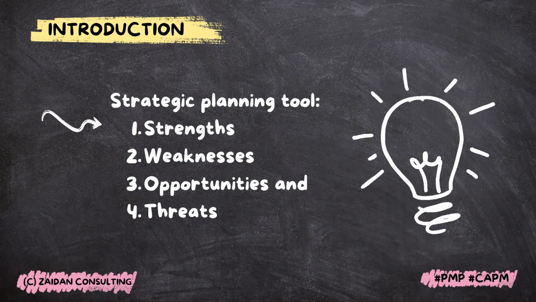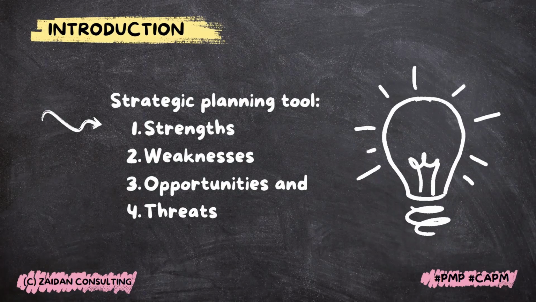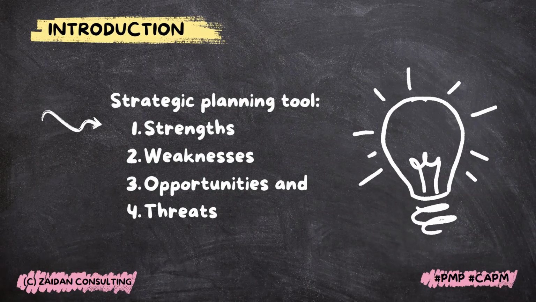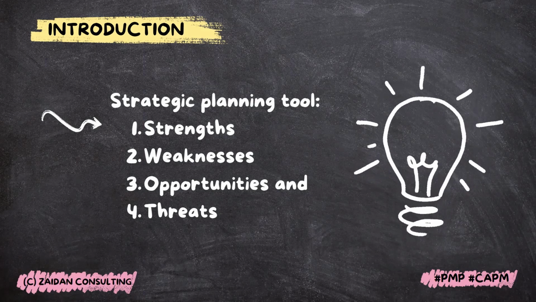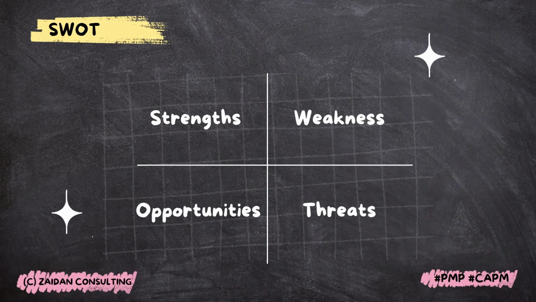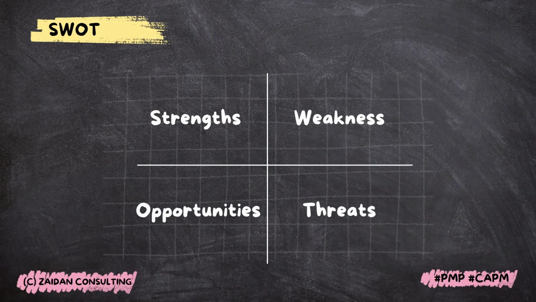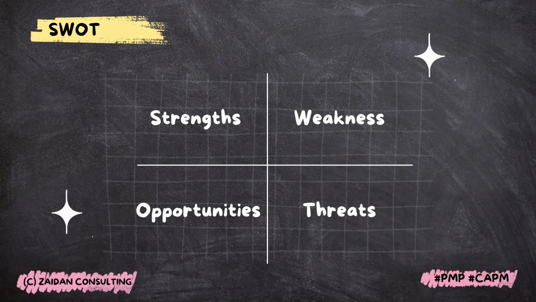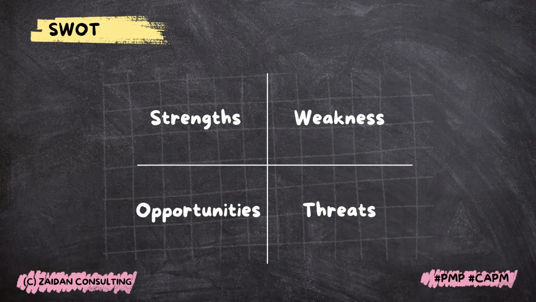SWOT analysis is a strategic planning tool used to identify and understand the strengths, weaknesses, opportunities, and threats involved in a business venture or a project. The SWOT tool is divided into 4 quadrants, the names for which you might have guessed by now. Let us go through each of these components.